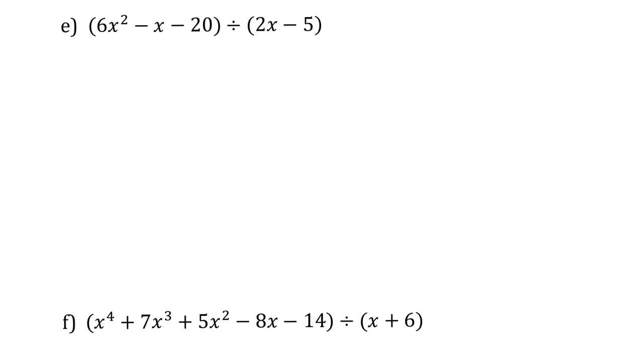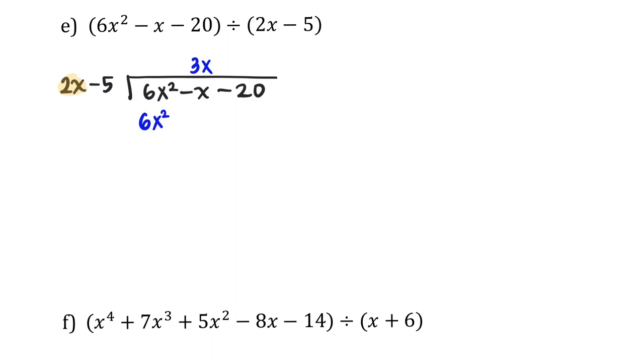I'm going to try E. Again, if you want to try it on your own, I would recommend that, and then unpause to check. I set it up already. Remember, I'm only looking at the first term when I think of what to times by. So 2x times 3x gives 6x squared. 3x times 2x, 6x squared, minus 15x.